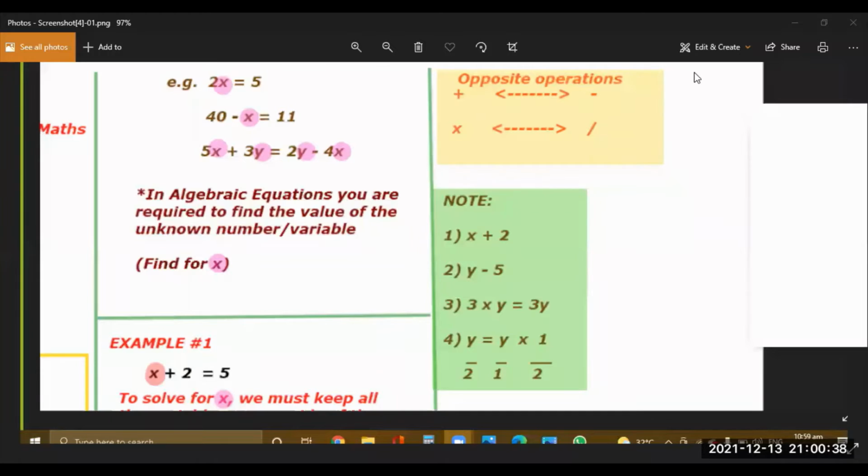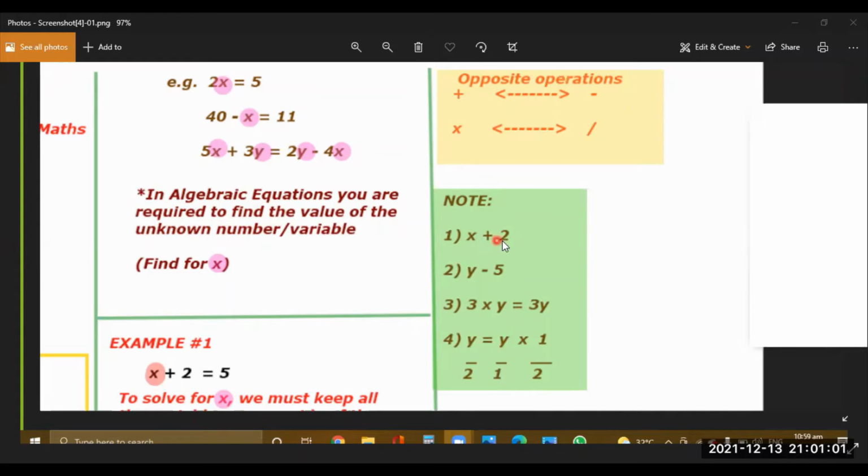Something important to note before I go to the example: for the operations, you should know the opposite operation. The opposite of adding is subtracting, and the opposite of multiplying is dividing. And these are a number of ways in which an algebraic expression or equation would look. An expression would be without the equal sign. The algebraic equation would be with an equal sign.